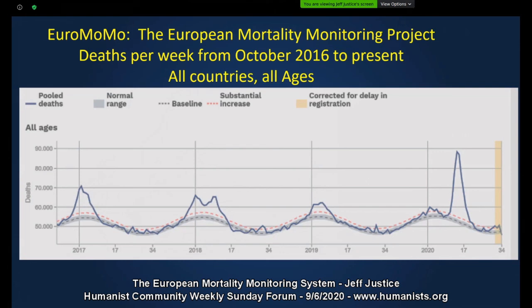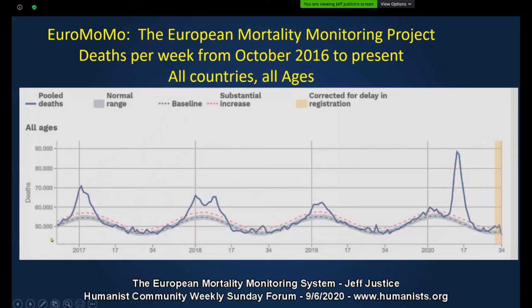The other thing is the yellow line at the end. This is data that isn't finished yet. The death certificates are still coming in for the last 3 weeks. So they estimate how many death certificates will come in. And so they know how to do that pretty well, but it's not perfect data.